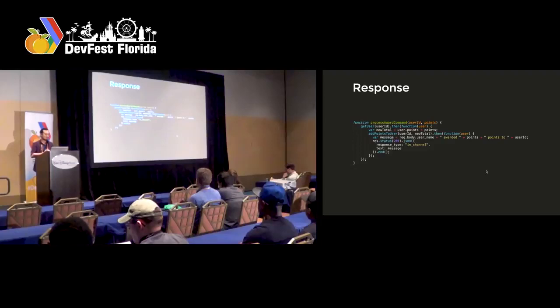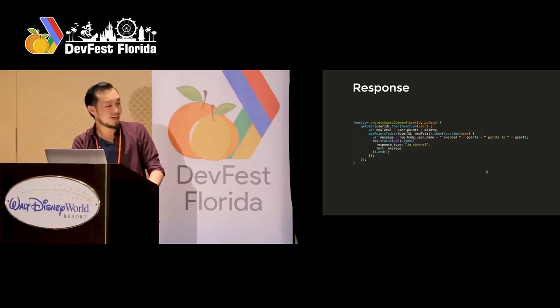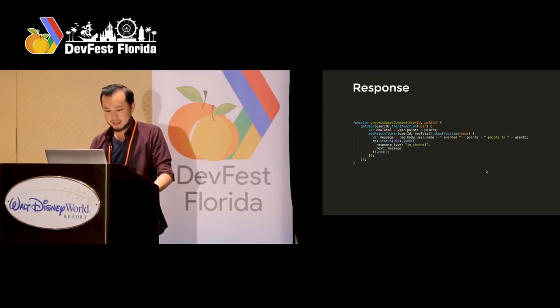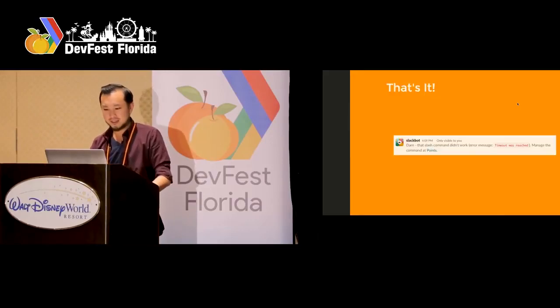So I got its point values, I updated its points. Now I need to respond back to Slack. And this part of the details is usually unique to whatever chatting platform you're using, whether it's Twitter or Cisco Spark or whatever. But Slack actually keeps it pretty simple. You just set the response type and the message. And my message is basically that the username is awarded that many points. So this sends a response back to Slack. And that should be it.